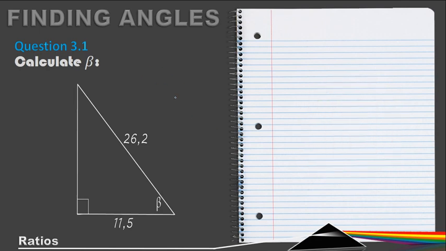Now question 3.1, calculate beta. So beta over here. Then over here we have the hypotenuse side, since it's across the right angle, and between our angle and the right angle we have the adjacent. So adjacent and hypotenuse, that is cos. So cos of beta is equal to adjacent over hypotenuse. Now substituting my known values, cos of beta is equal to adjacent, 11.5, and hypotenuse, 26.2. To solve for beta, I take the inverse of cos on both sides.